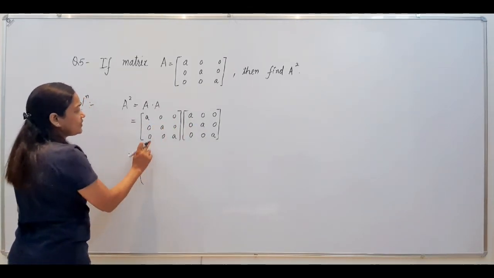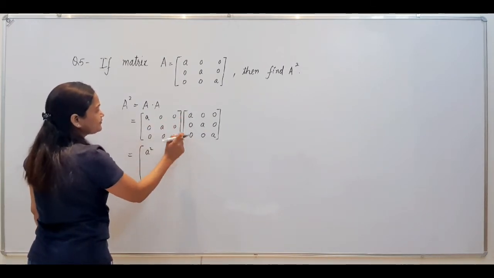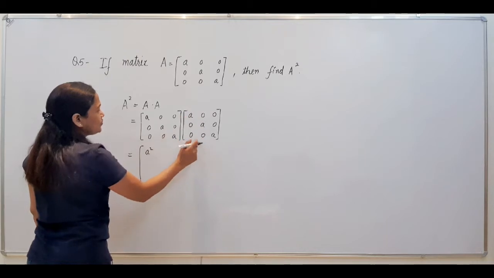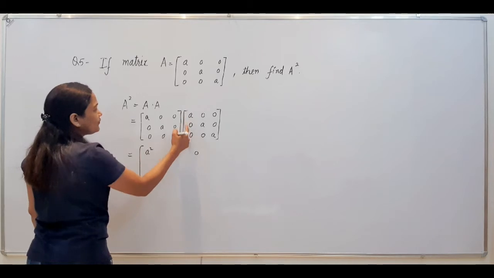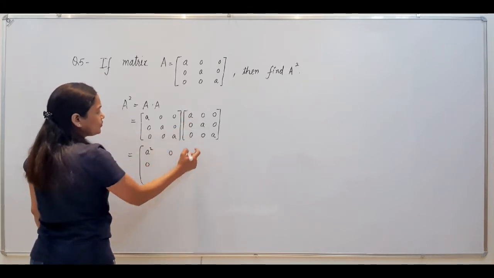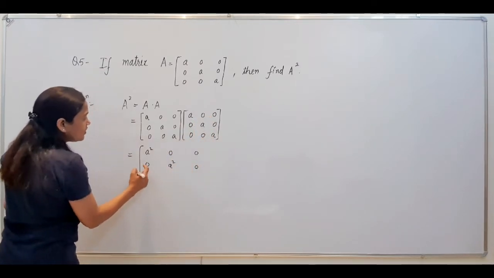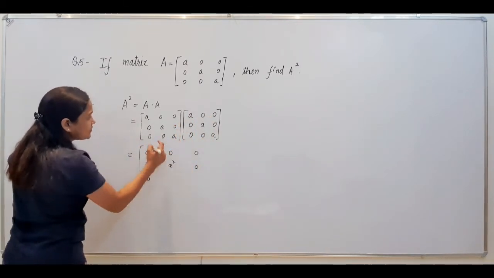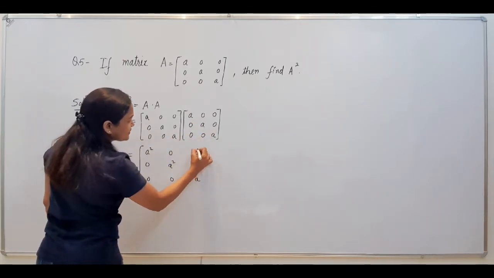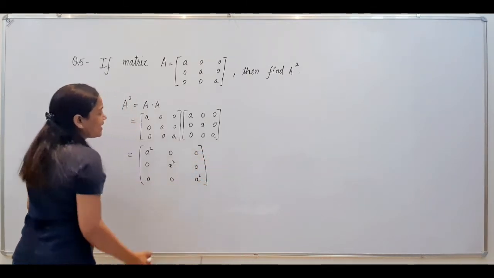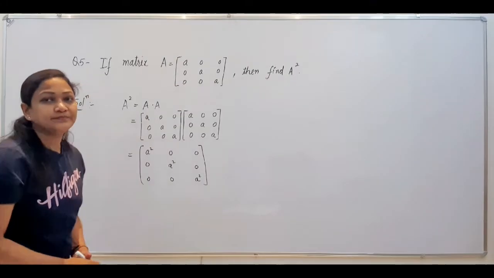This position is a11. When you multiply this, you will get a square. Then 1 2 will become 0, 1 3 will become 0, 2 1 will become 0, 2 2 will become a square, 2 3 will become 0, 3 1 will become 0, 3 2 will become 0, and 3 3 will become a square. So this is again a diagonal matrix, with diagonal a square.